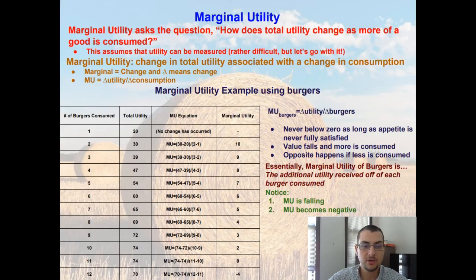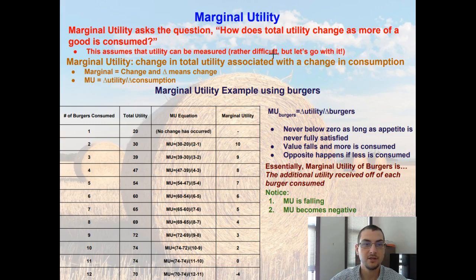In the last video, we started discussing total utility. What is the total amount of satisfaction that we are going to obtain off of a bundle of goods? Or what is the total amount of utility that we're going to obtain off of a single good? We developed a utility function and we talked about the aspect of utils.